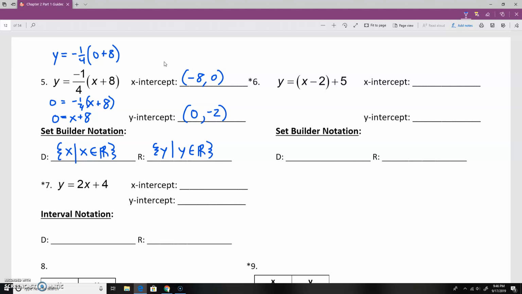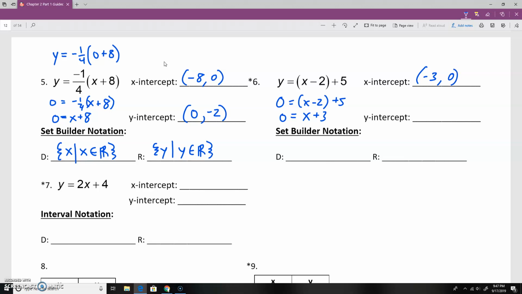Okay, so let's look at this next example here. X minus 2 plus 5. Again, to find our x-intercept, we make y equals 0. Y equals x minus 2 plus 5. Alright, so now let's just go ahead and solve this out. 0 equals x plus 3. Subtract 3 from both sides. And we get x equals negative 3.